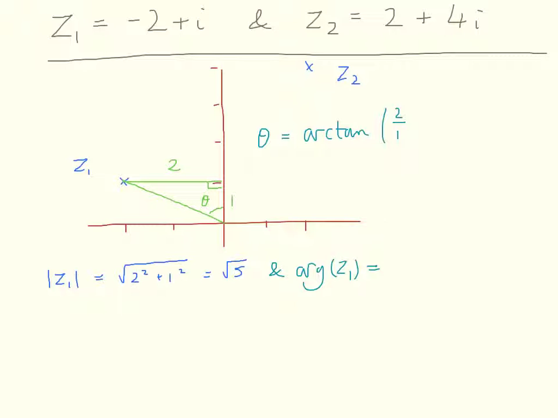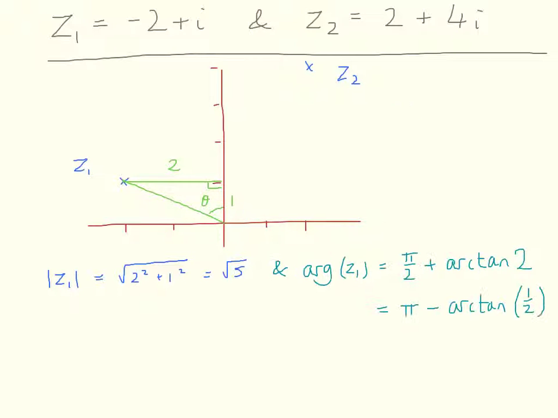In other words, arctan of 2. But the angle we want, the argument, is measured from the real axis, the positive real axis, anti-clockwise, and so that's equal to pi by 2 plus this angle. Alternatively, we could have worked out this angle instead, which is arctan of a half, and then subtracted that from pi. So there are two possible ways of writing the argument, equally good.